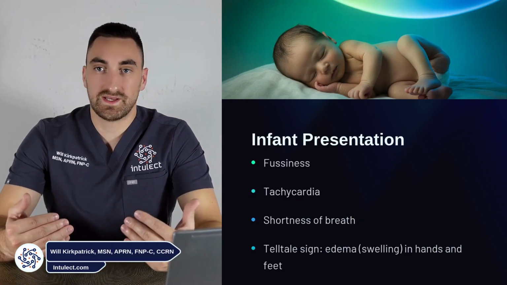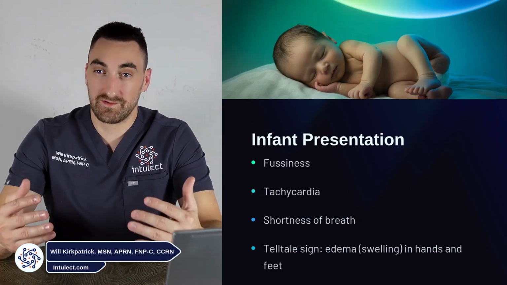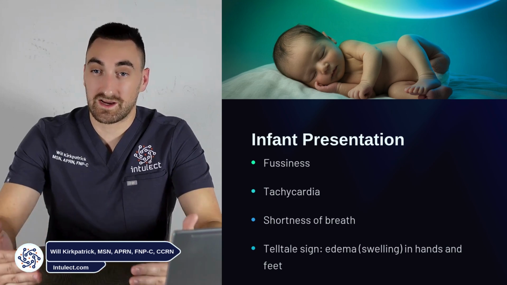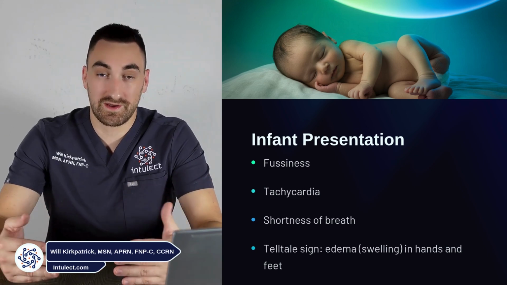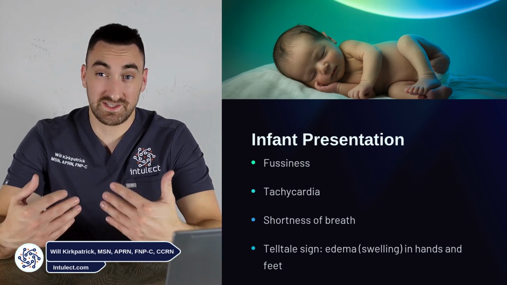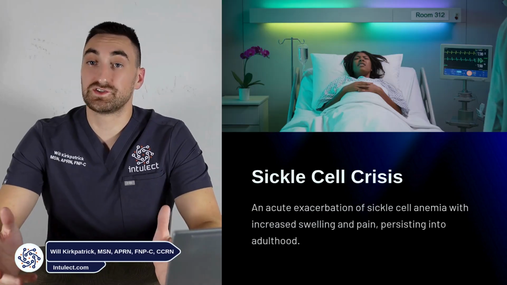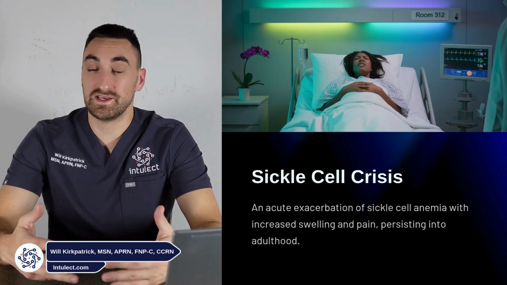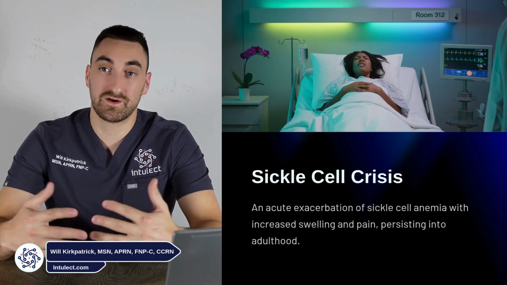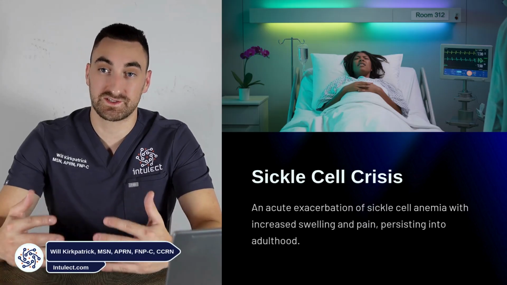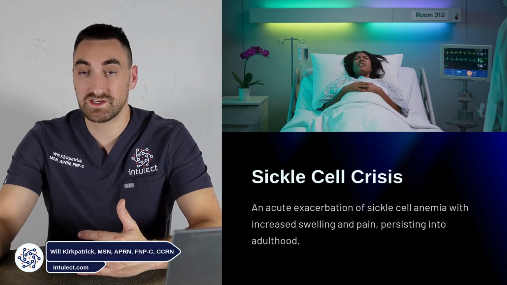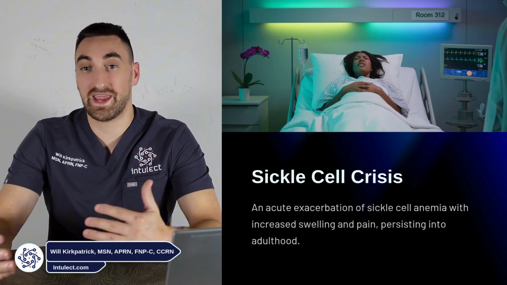So many times around that 6 to 8 months of age, they'll come in, they're very fussy, they might be tachycardic, they might be short of breath, but a telltale sign at that age is there's edema in the hands and feet. And this is true in even the adult phase throughout their life. So when they have something called a sickle cell crisis, when the sickle cell anemia gets worsened, well, you're gonna have swelling in the hands and feet.